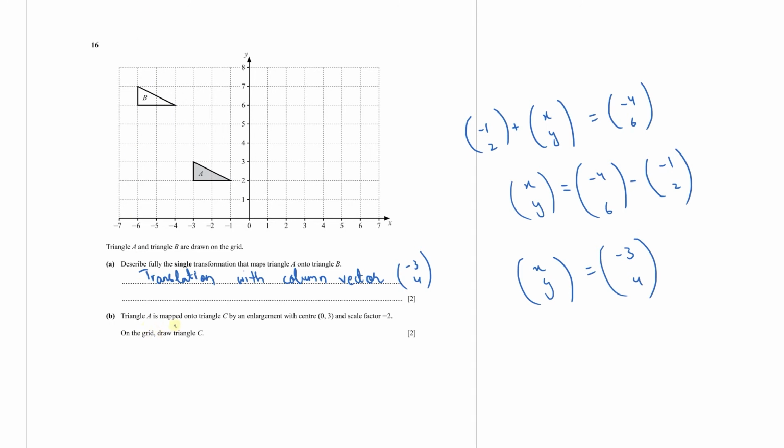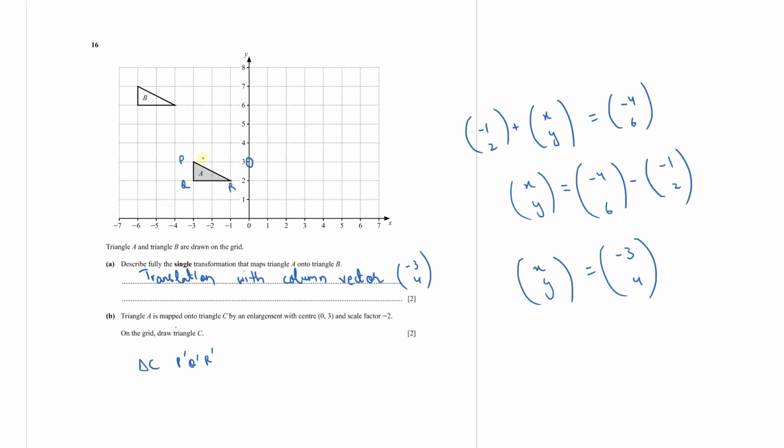Part B: triangle A is mapped onto triangle C by an enlargement with center (0, 3). So (0, 3) is your center of enlargement, and the scale factor is -2. On the grid, draw triangle C. Let me call these points P, Q, R, the three vertices of triangle A. So triangle C would be P prime, Q prime, R prime, which are the respective images of these points after the enlargement. There are two ways to do the enlargement.